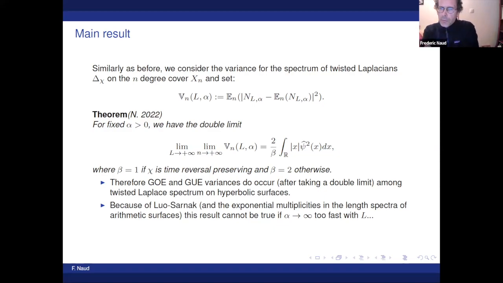You have to be a little bit careful here. So you may ask yourself, can you actually let alpha go to infinity in some fashion? So as L goes to infinity, can you let also alpha go to infinity? You probably can, but alpha is going to be very, very small compared to L. Because of Luo-Sarnak, there is definitely a regime that you cannot cross. Otherwise, there is a contradiction. Okay, because we know that at high frequency, the variance is Poissonian. And if you start from an arithmetic surface, then all the covers will be arithmetic.